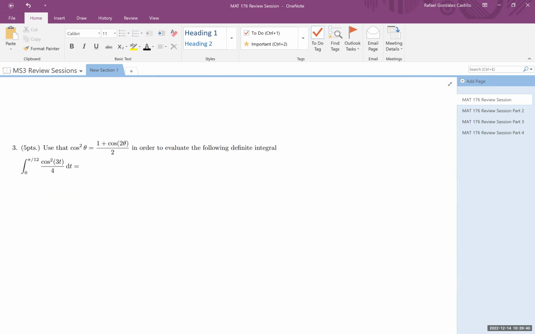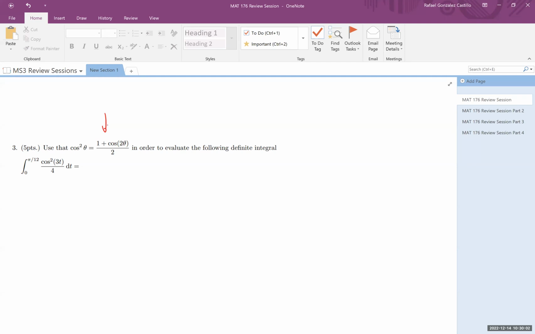For problem number 3, we are given some information. We are told to use the fact that cosine squared of theta is equal to (1 plus cosine of 2 theta) over 2 in order to evaluate the integral given. That is a definite integral from 0 to pi over 12 of cosine squared of 3t over 4 dt.